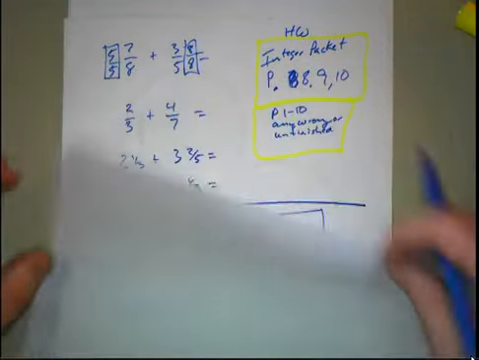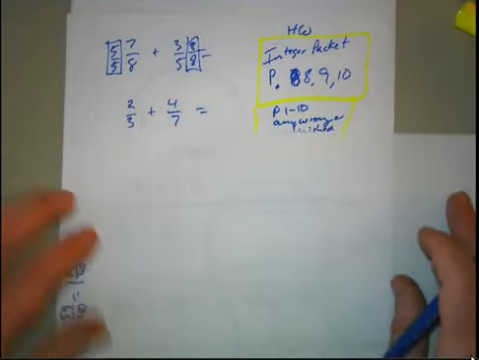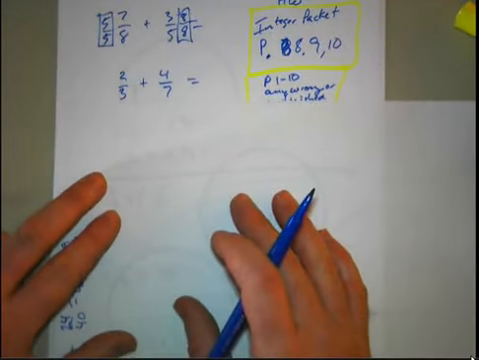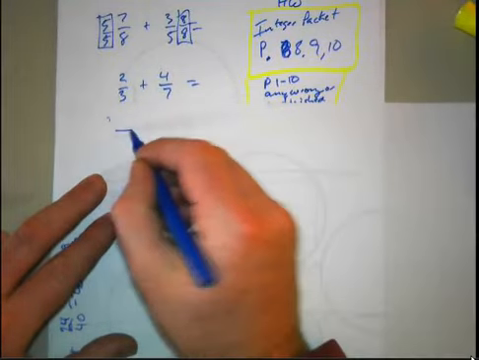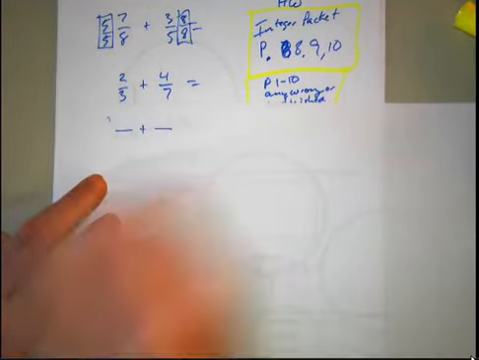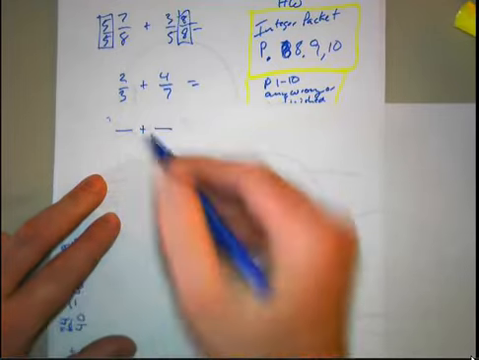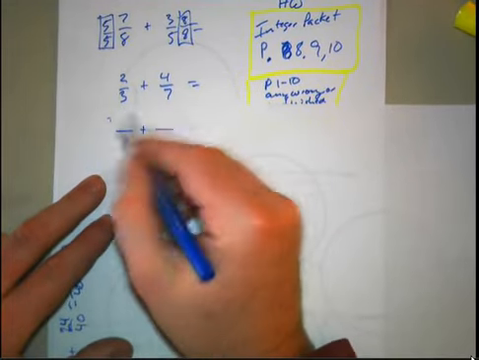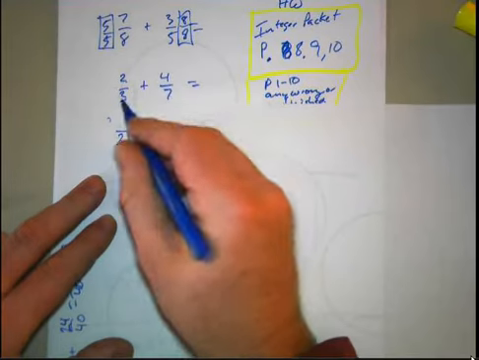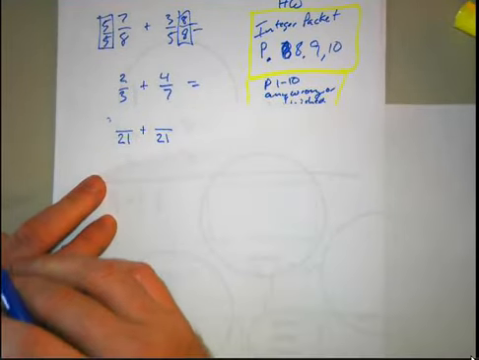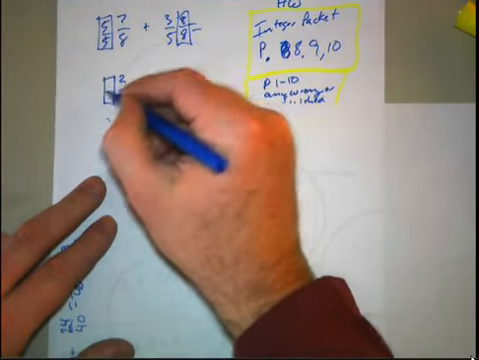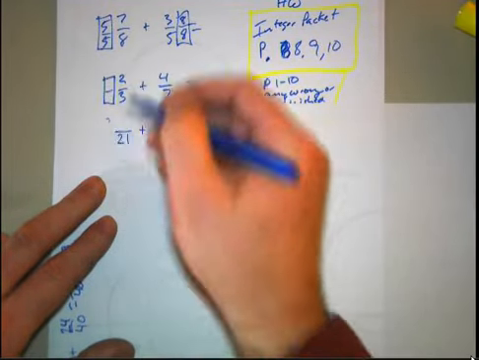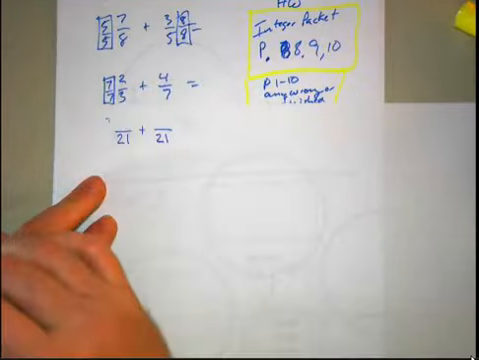Which brings us to our next problem. 2/3 plus 4/7. Do I need a common denominator? Yes. Can I use one of these? No. Multiples or multiply. 3 times 7 is 21. How many times does 3 go into 21? Well, we just multiplied by 7 to get 21, so my giant one is 7 over 7.